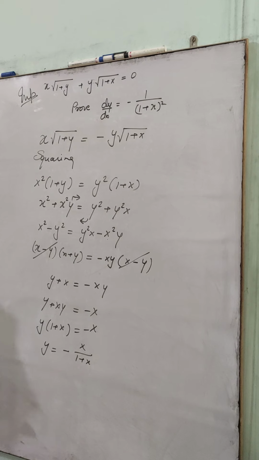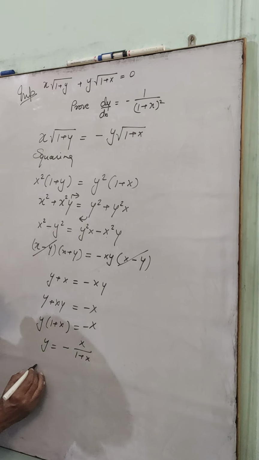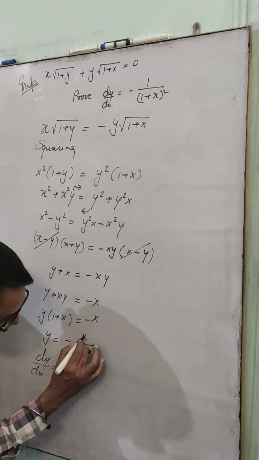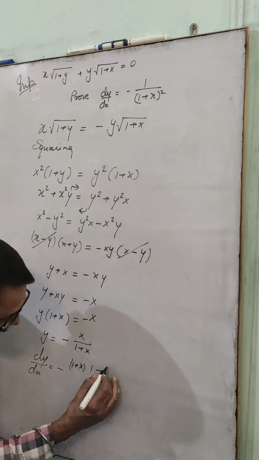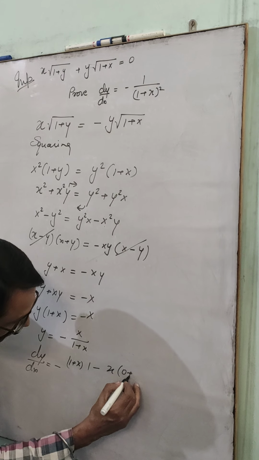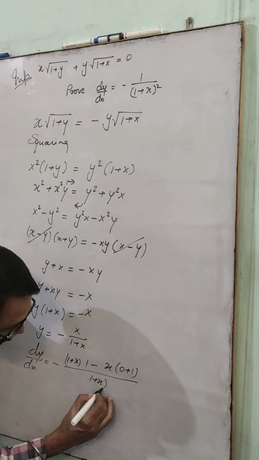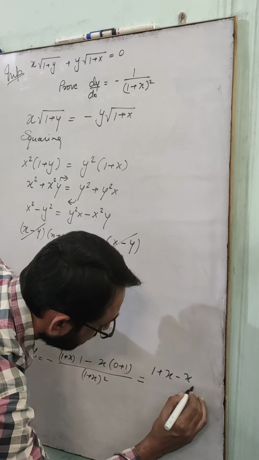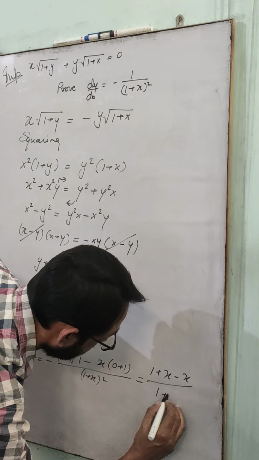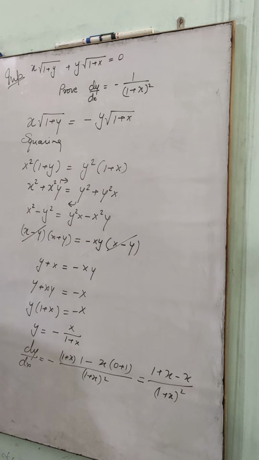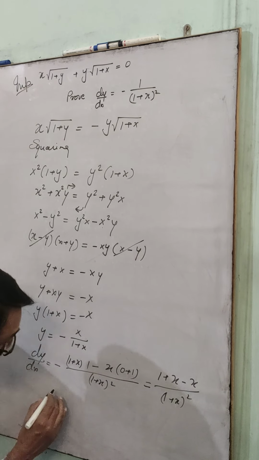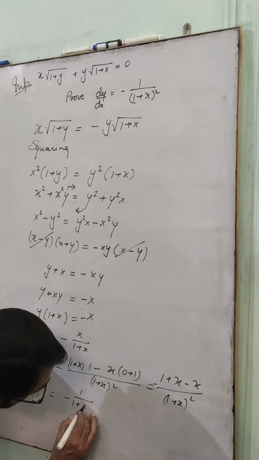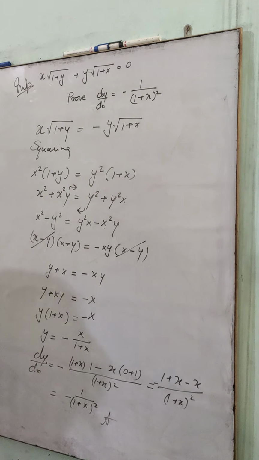Now differentiation. So dy/dx equals (1 plus x) times the differentiation of x, which is 1, minus x times the differentiation of 1 plus x, which is 0 plus 1, upon (1 plus x) whole squared. This can be written as (1 plus x minus x) upon (1 plus x) whole squared. So minus 1 upon (1 plus x) whole squared is the required answer.